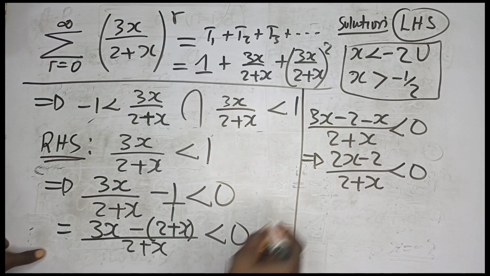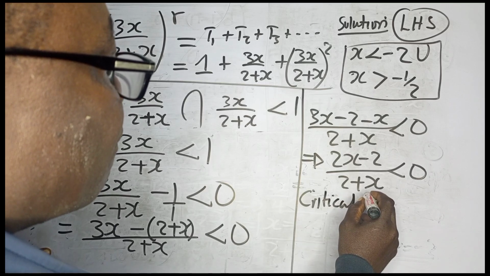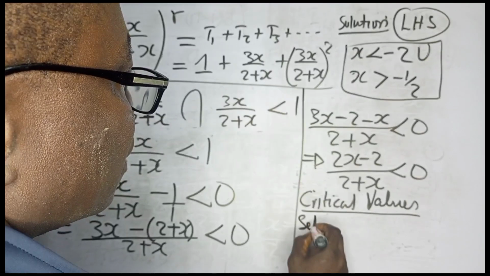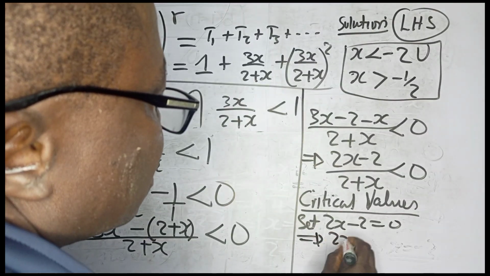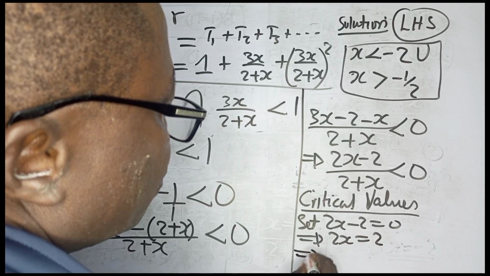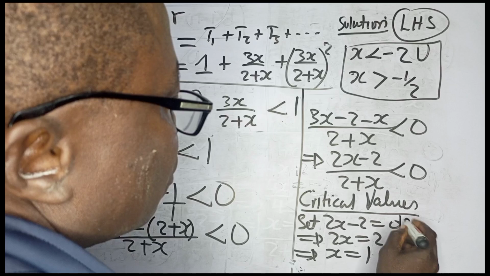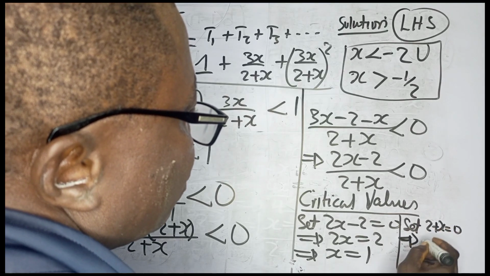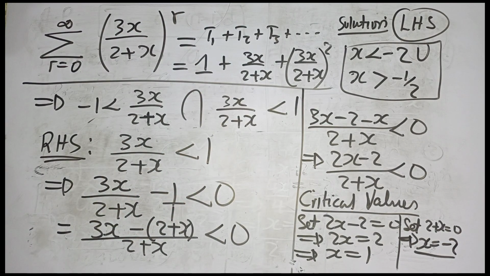Okay, so we'll now get the critical values. Again, we set the numerator to 0. So we see that our first critical value will be 1. We also set the denominator to 0. We see that our second critical value is -2. So we have the critical values -2 and 1.